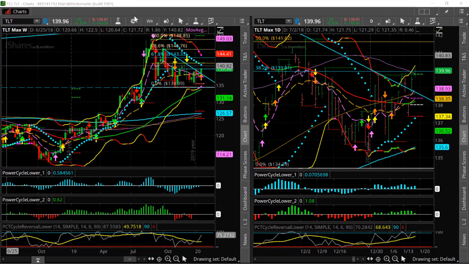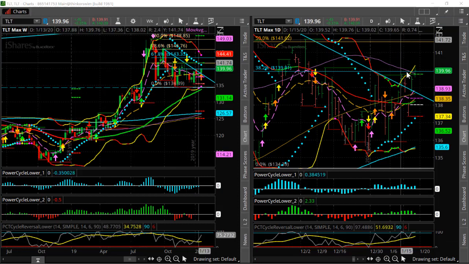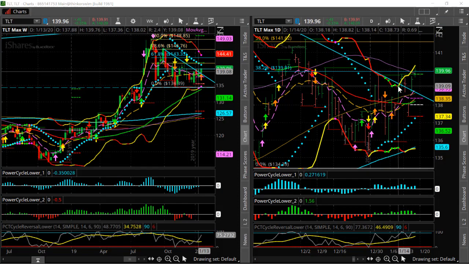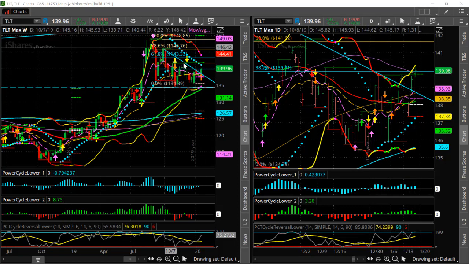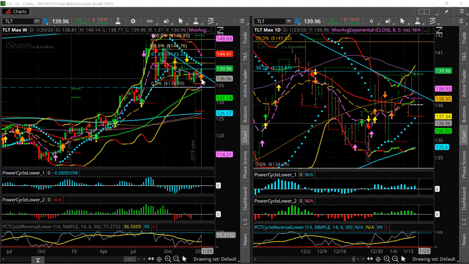So here's a weekly chart of the TLT on the left and a daily on the right. So you can see the volatility squeeze triggered here, pushed up, but we had this pullback, but now we're back through this trend line. So see this long-term trend line break, and that orange arrow is what we call a 5 crossing the 13 exponential moving average cross, which is a pretty strong pattern.